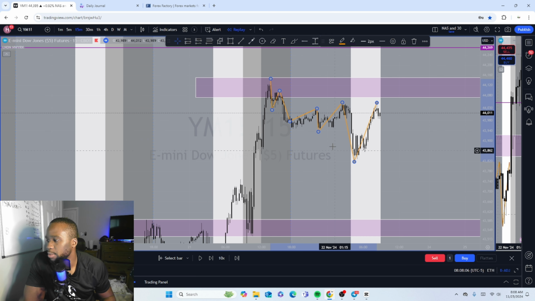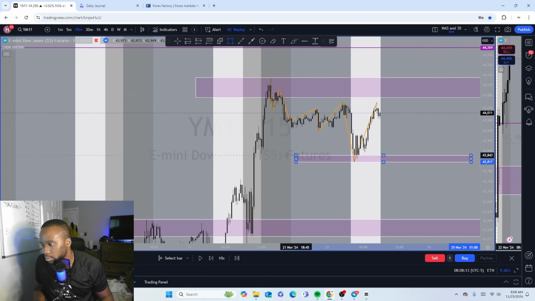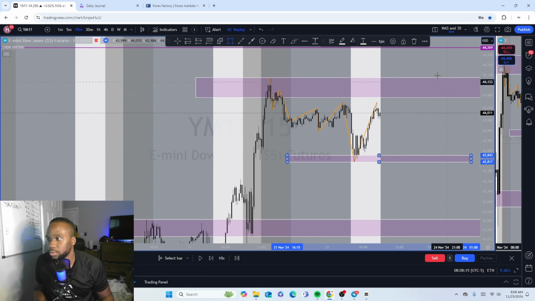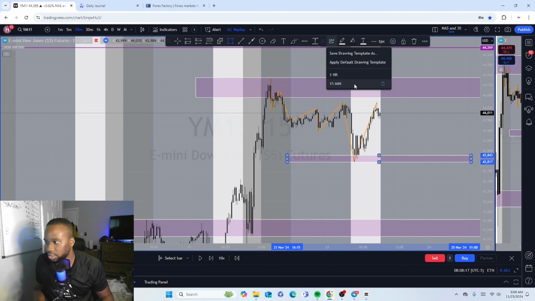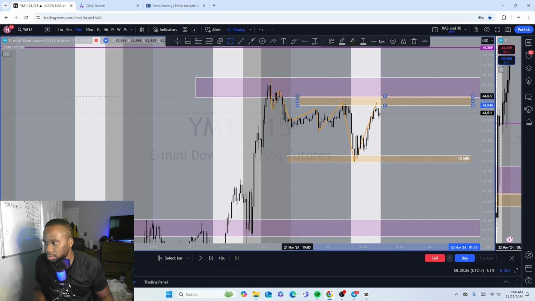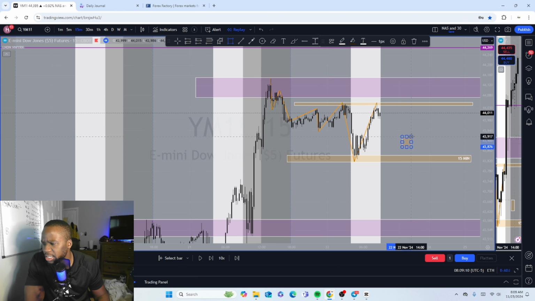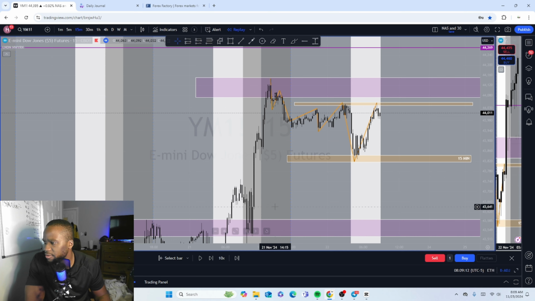So I had a couple areas of interest on the 15-minute time frame. One right here. I like to make my 15-minute areas of interest orange. Like one right here. That's about it. I believe that is all the areas of interest I saw on the 15-minute at the time.